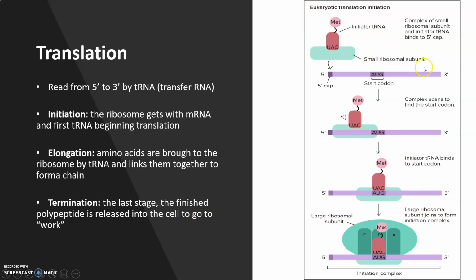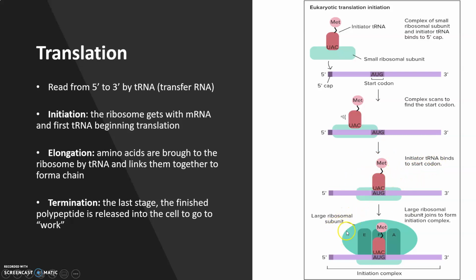Okay, so breaking this picture down right here, the complex of small ribosomal subunit and initiator tRNA binds to the 5' cap. So here it is, the initiator tRNA and the small ribosomal subunit is coming in right here to bind. And then it's going to scroll over to the start codon. It scans to find the start codon, so it's kind of like a barcode scanner. And then the initiator tRNA binds to the start codon. So it's ready to start doing some translation.